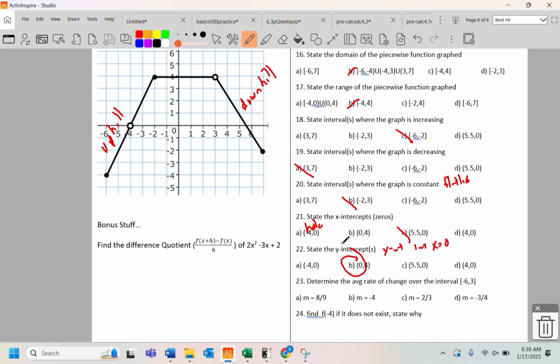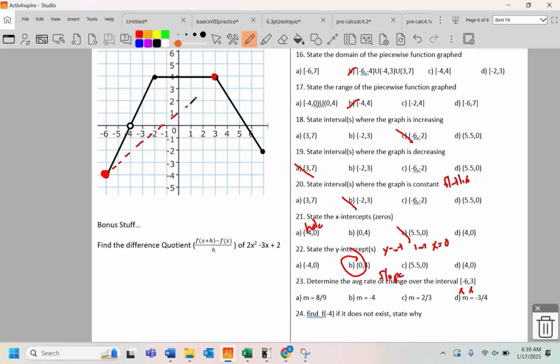Then we get 23 and 24. Like, average rate of change is slope. Are you so dense that you don't understand yet that this is slope? Because this is not a question that should be getting missed. This is a 7th grade math standard. Here is an x. Here is another x. When x is -6, I am this point on the graph. When x is 3, I am this point on the graph. That's where I am, irregardless of if there's a hole there or not.